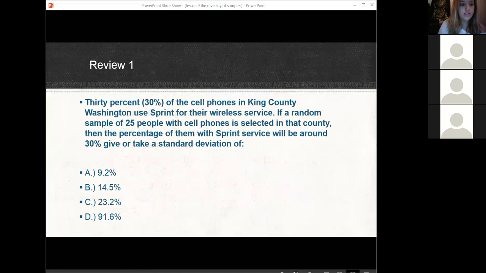Okay, cool. So let's do some review questions. This first one says 30% of cell phones in King County, Washington use Sprint for their wireless service. If a random sample of 25 people with cell phones is selected in that county, then the percentage of them with Sprint service will be around 30%, give or take a standard deviation of what? So try to solve this one. If you get stuck, let me know, obviously, and we'll go over it at the end. But try to solve this one, and then we will review it.